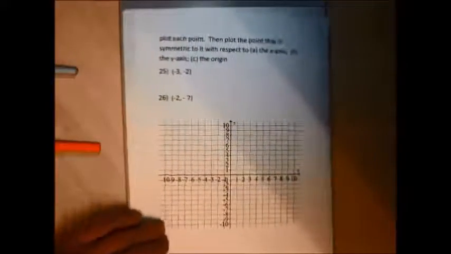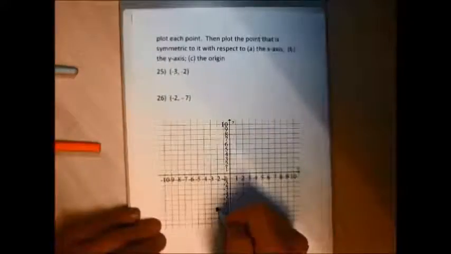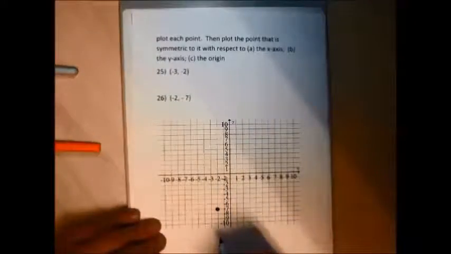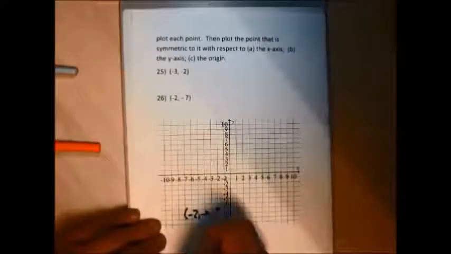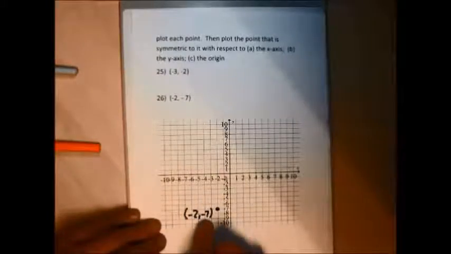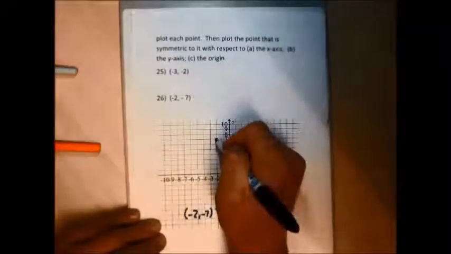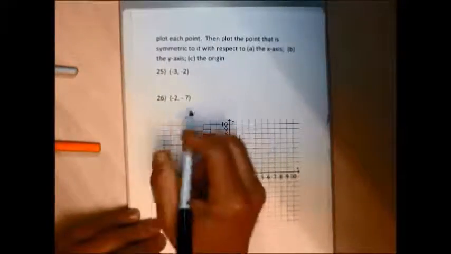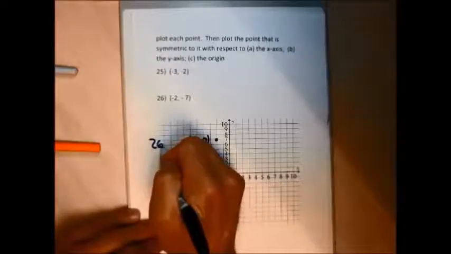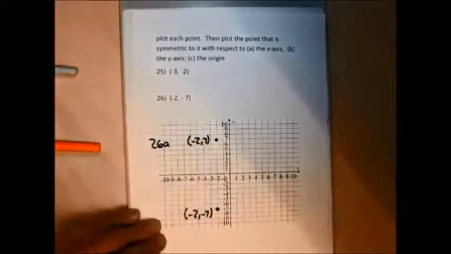26, I start off drawing the point negative 2, negative 7. That's the initial point. For the point that's symmetric across the x-axis, I change the sign of the y from negative 7 to positive 7, and I plot the point negative 2, positive 7. This is the answer to 26a. That's the point that's symmetric across the x-axis.